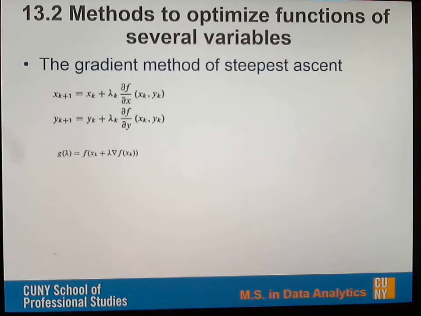And another method is a gradient method of the steepest ascent. So we take the partial order derivative, find lambda k, so that we can move based on the steepest ascent direction.